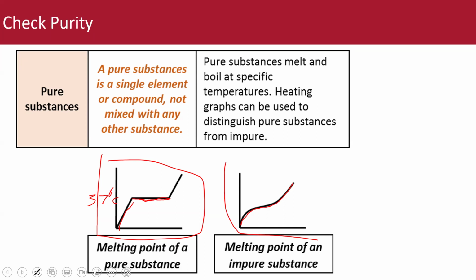That is the main reason why in the winter they chuck salt onto ice. Not only does the salt reduce the freezing point, it also means that the water doesn't just freeze at a certain temperature. It kind of makes it impure.